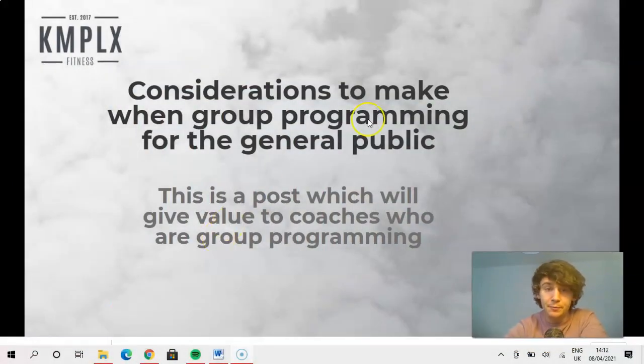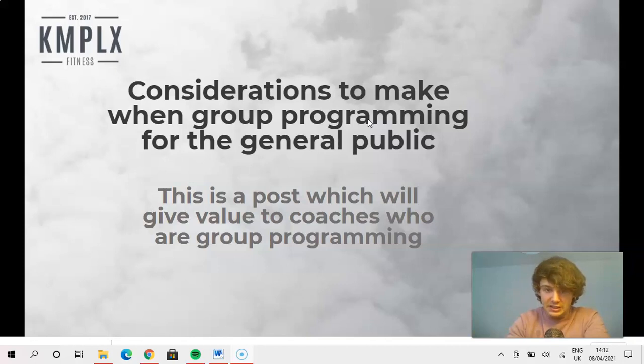But the main things I'm going to look at are mistakes I see and considerations I see with large group programming or small group programming over the years. Primarily, I'm going to be talking about small group programming here. So, again, just to keep it specific, this is for the general public. This is not for people who have specific goals in sports or specific goals in getting to a certain weight or building certain areas of their body or anything like that.